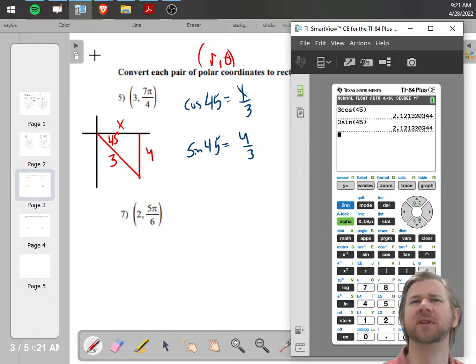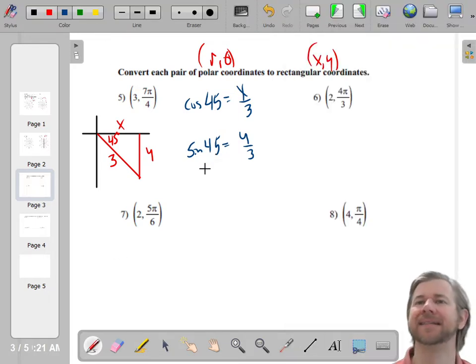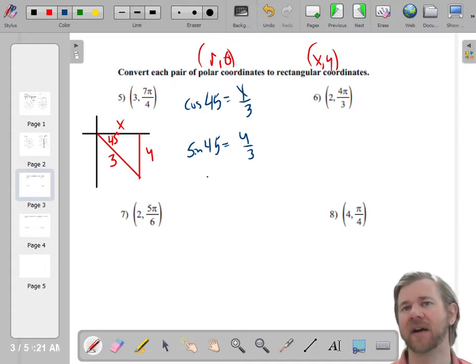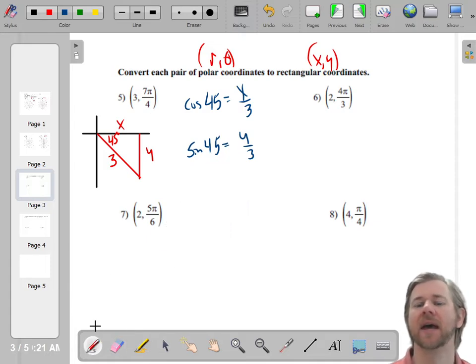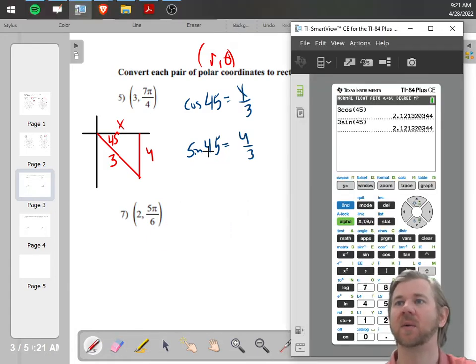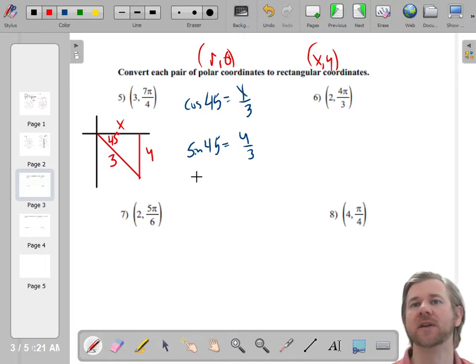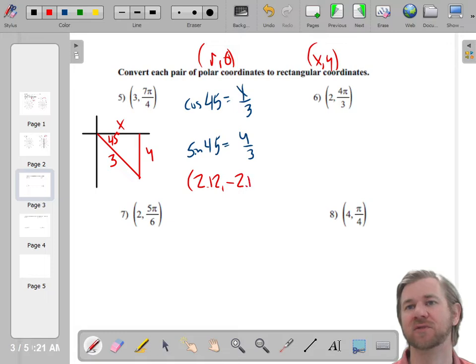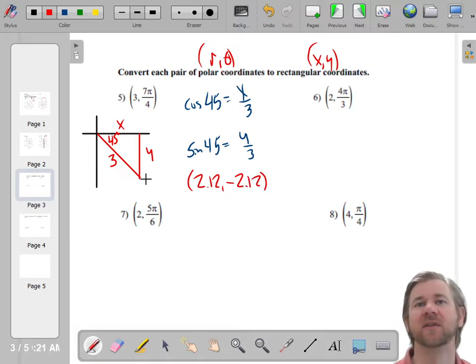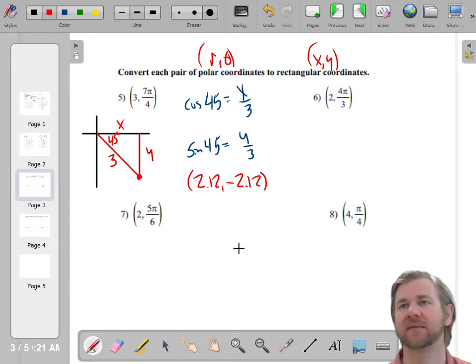So they're both 2.12. Why is that? Because, remember, the sine of 45 is radical 2 over 2, and if you multiply both sides by 3, it's 3 radical 2 over 2. I'll write it as a decimal, though. It was 2.12. So the x-coordinate is 2.12, and the y-coordinate is negative 2.12, because you are in the fourth quadrant. You're still below the x-axis when you go back to xy mode. You're in the fourth quadrant, so positive, negative.